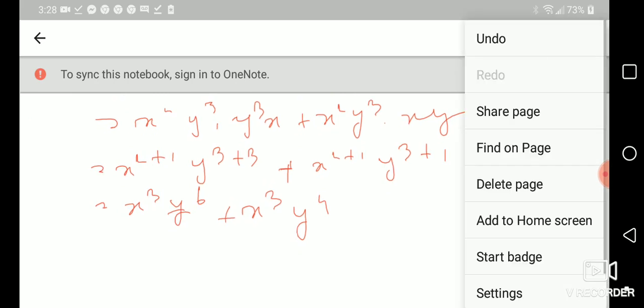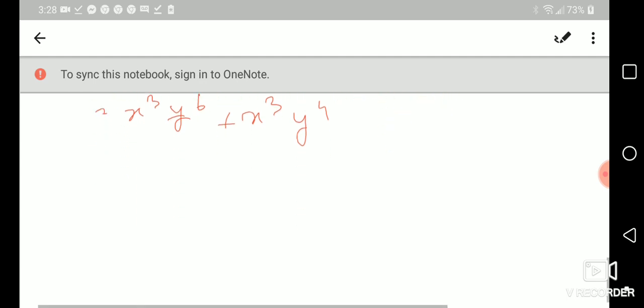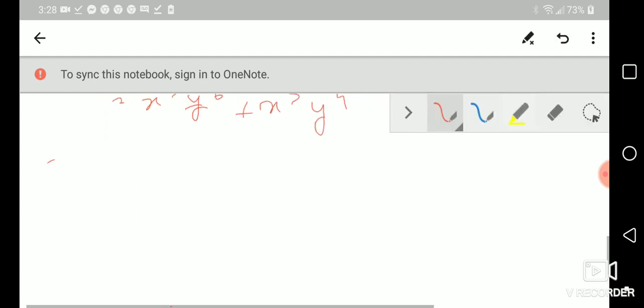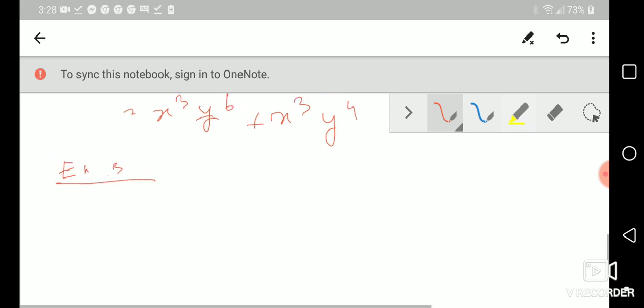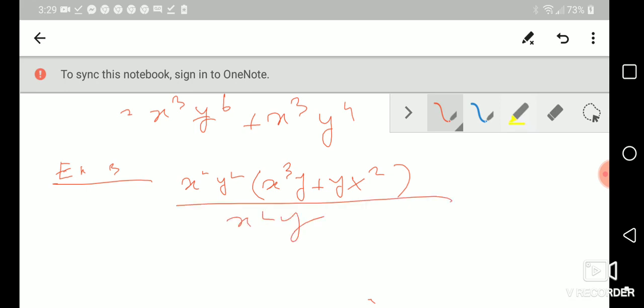Okay, so now we'll see an example which is a combination of division and multiplication. Let's say example 3. Let's say we have (x^3y + y x^2), and we're dividing by x^2y.